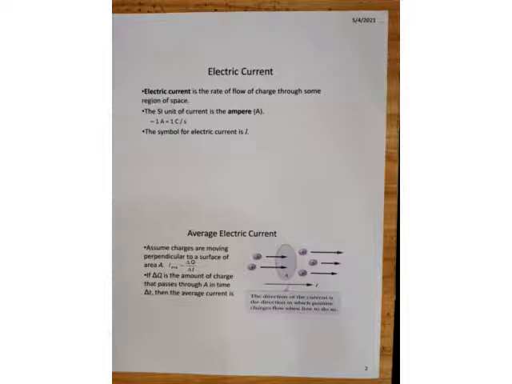So, the SI unit of current is ampere. 1 ampere is equal to 1 coulomb per second. And the symbol of electric current is I. Okay? It's not C because C is taken by capacitance. You think of I as intensity. So, the symbol of our current is I.